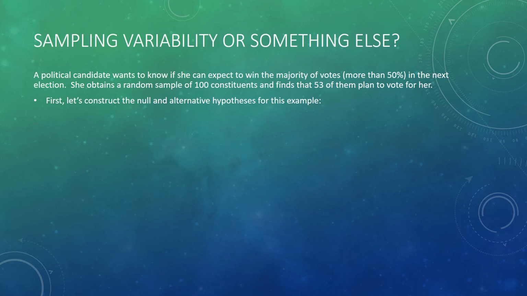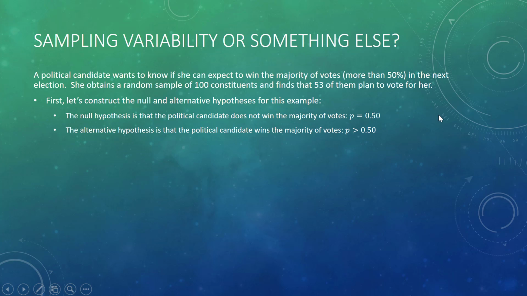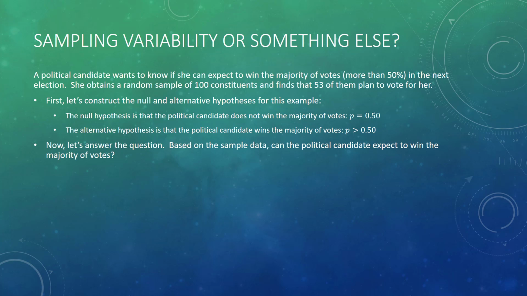To learn how to do this, please watch my previous videos. The null hypothesis is that the political candidate does not win the majority of votes, meaning that p equals 0.5. The alternative hypothesis is that the political candidate wins the majority of votes, meaning that the population proportion is larger than 50%. Now let's answer the question.